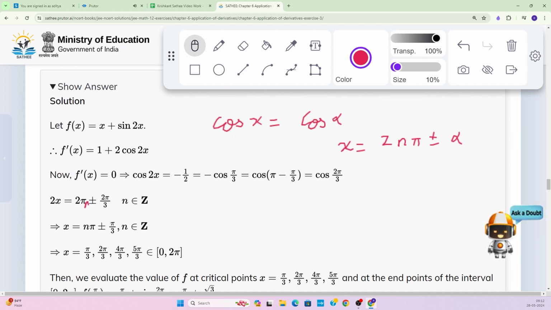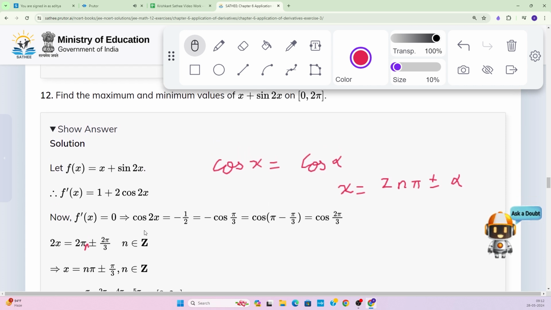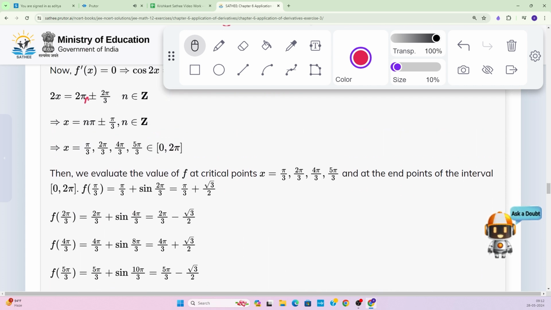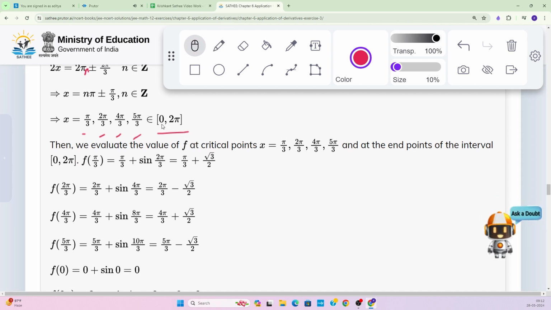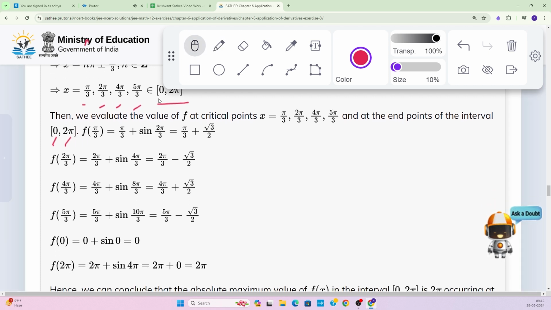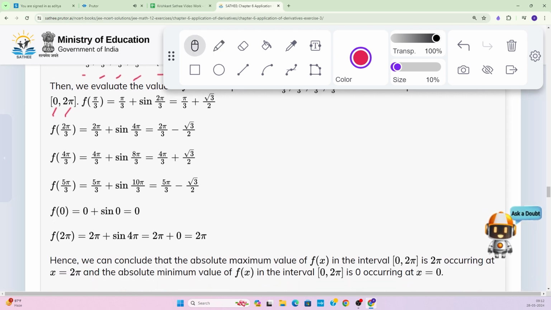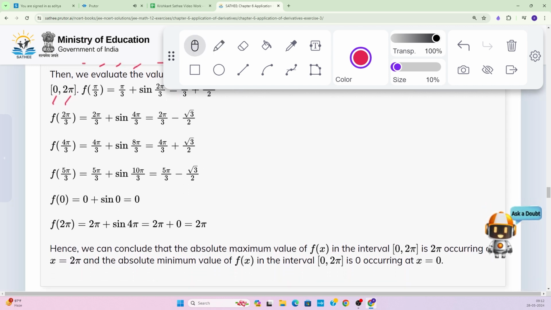Now we are talking in what interval? The closed interval 0 to π, so we will be taking only those values which belong to this interval. So π/3, 2π/3, 4π/3 and 5π/3. Now find these values. Okay, f(π/3), f(2π/3), f(4π/3), f(5π/3), and also the endpoints f(0) and f(2π). Okay, now from here you can easily see that f(2π) will be your maximum.